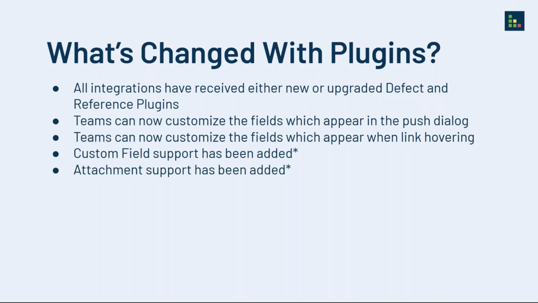Now, these last two items do have an asterisk next to them, as this support has been added where possible. All of these integrations utilize an API. So if the external tool, such as GitLab, doesn't support custom fields, then you won't be able to use a custom field in the push dialog or when link hovering. All of these functionalities are based on what is possible with the external tool's API. So just keep that in mind. If you're not sure whether the functionality has been added to your tool, it will be noted in the documentation for that tool.